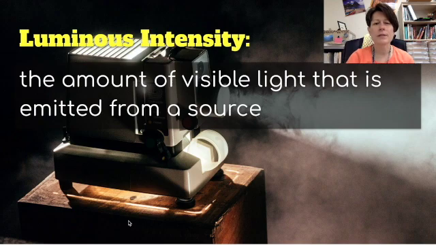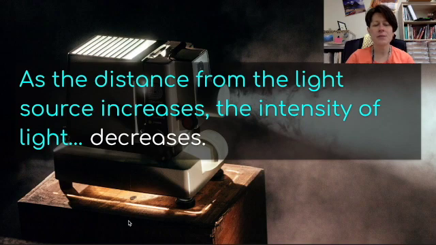Now, as far as luminous intensity is concerned, this has to do with projectors and flashlights and things like that when they are producing light, and even light bulbs. We notice that the light spreads out. It's still going in straight lines, but it's spreading out as it goes. The luminous intensity is the amount of visible light that is emitted from a source. And as the distance from the light source increases, the intensity of light decreases because it is spreading out.